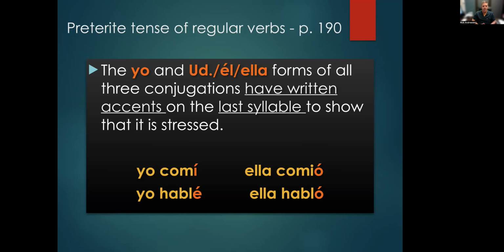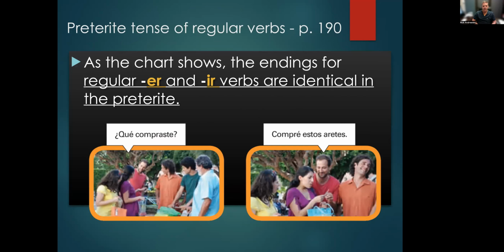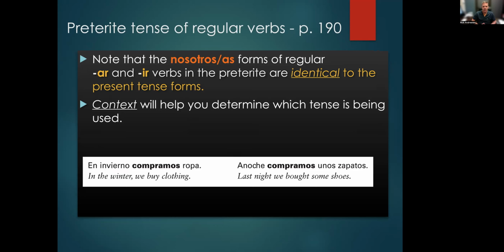Okay, let's look at a couple things. The yo, the usted, él, and ella forms all have written accents on the last syllable because that's the way it's pronounced. The accents are important. The ER and IR verbs are identical in the preterite tense. And the nosotros, nosotras forms, AR and IR verbs are identical to their same present tense forms. And context is what's going to bring it up.